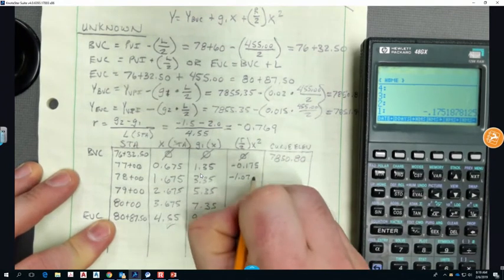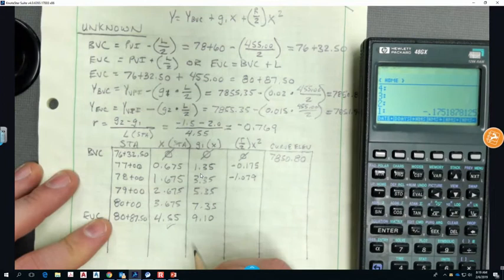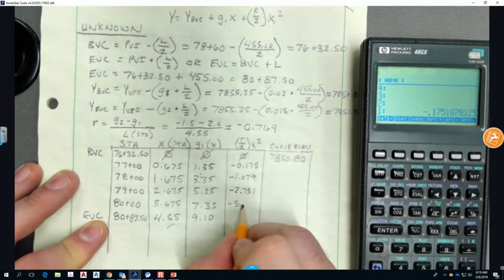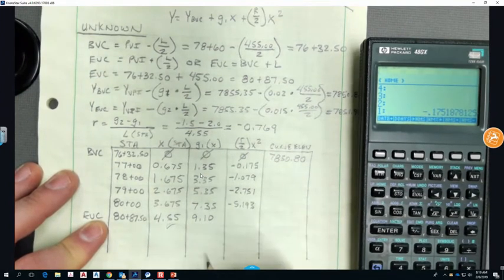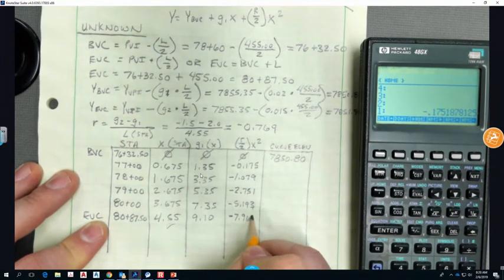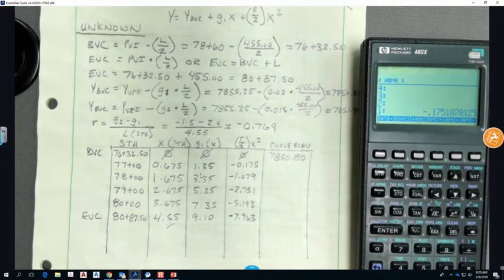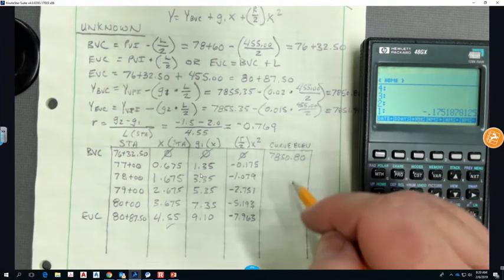Negative 1.079. Negative 2.751. Negative 5.193. Negative 7.96. So this one here, did you round up once you got there's a significant digit that was rounded up? I think 5.194 should it be? Should you round up? I got 93. Okay. And then this one here, 7.963. Oh, yeah, it's rounded up. It was 92. Okay. All right. So now we can figure out our elevations here.